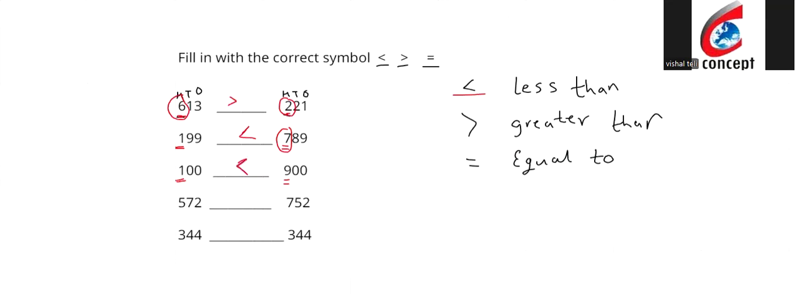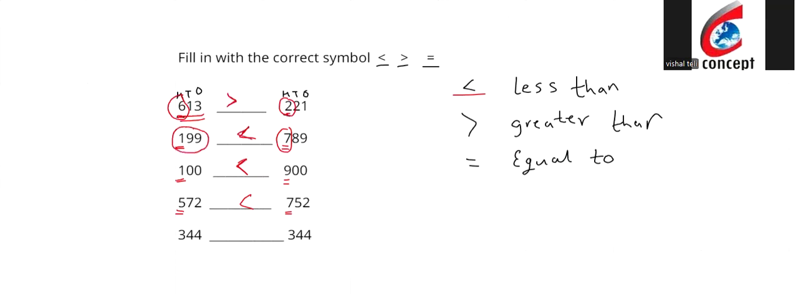Now look at here. This is 5 and this is 7. Now which one is bigger number? Okay, greater number is 7, right? So we will use this sign. If the first number is bigger, okay, we use greater sign. If the first number is smaller, okay, then we use less than sign.